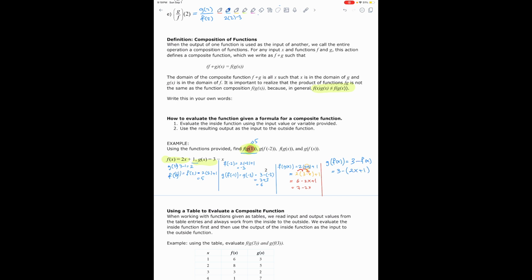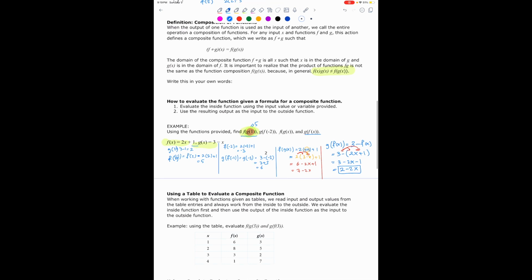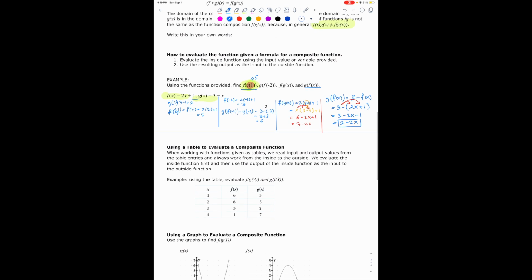Now I'm going to distribute the negative, which is basically doing the math. So now I will have 3 minus 2x minus 1, which will be equal to 3 minus 1 is 2, so 2 minus 2x. And that will be the final answer for the third part. So hopefully the composition of function is clear using step-by-step here. How about if we were given a table?